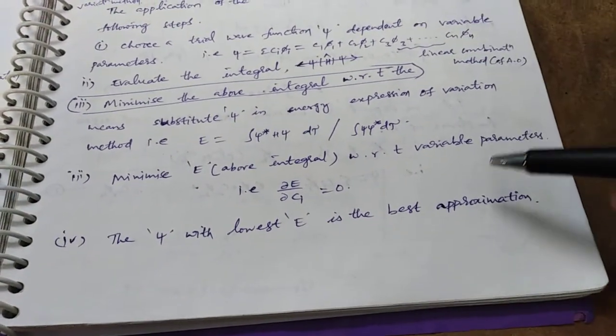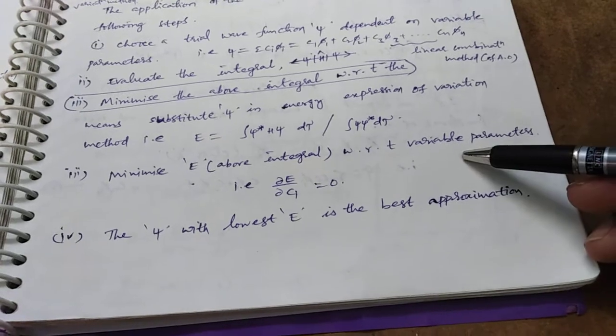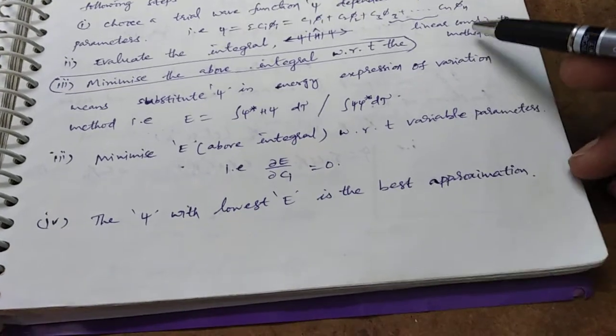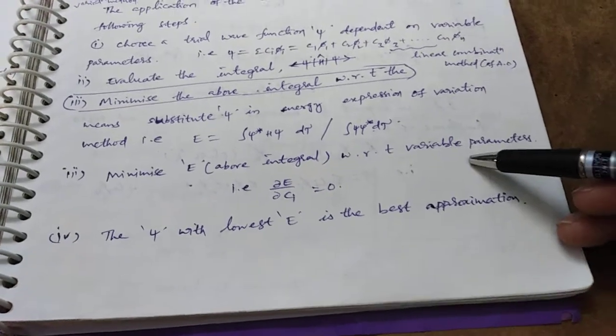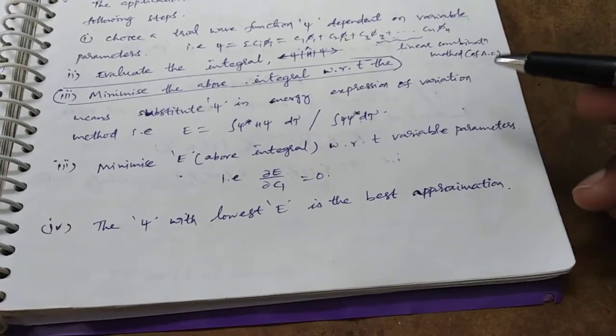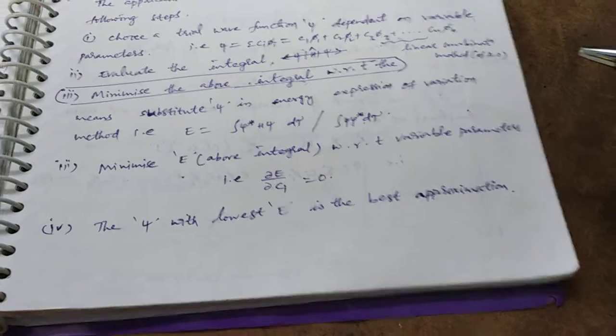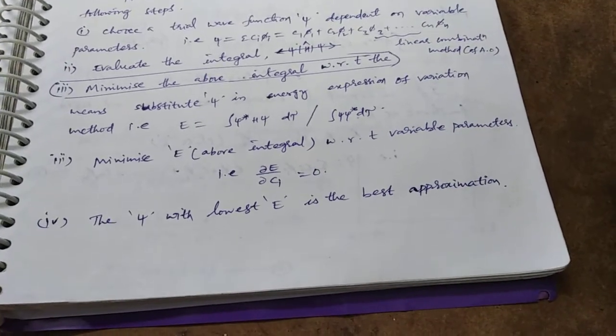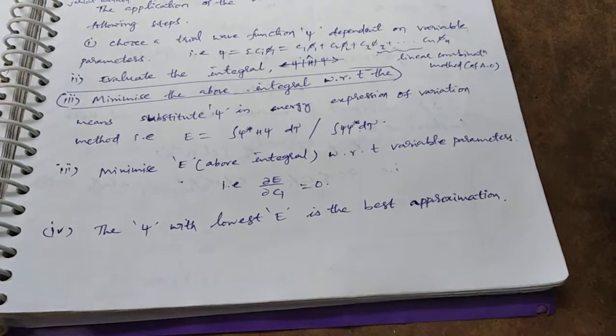These steps are used to construct the molecular orbital by using molecular orbital theory to explain many electron systems such as helium, lithium, beryllium, boron, etc. This is regarding the variation method.